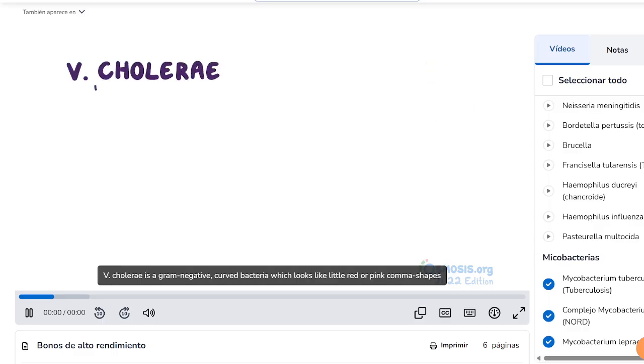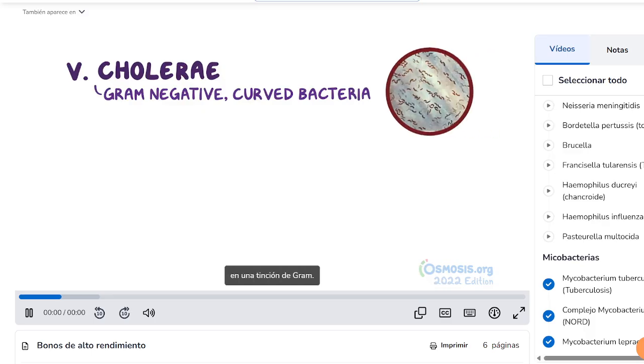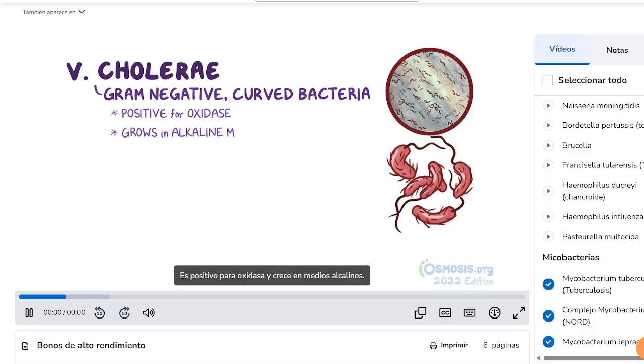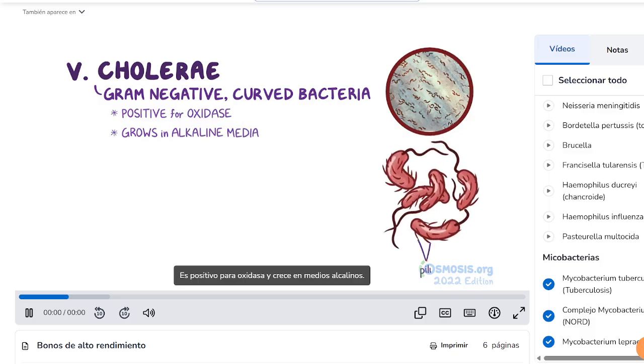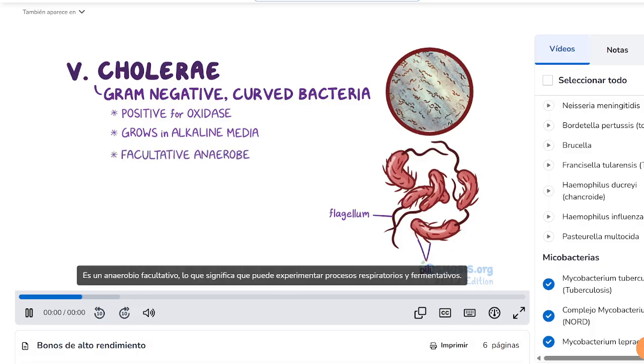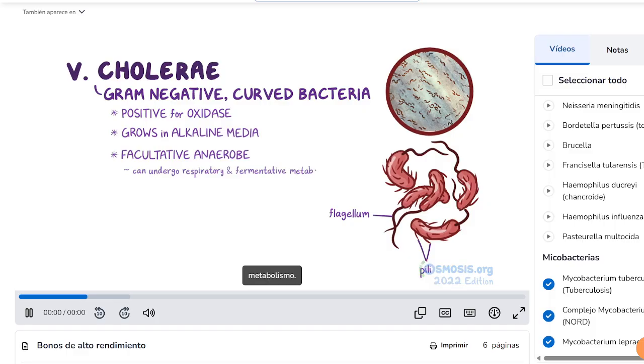V. cholerae is a gram-negative curved bacteria which looks like little red or pink comma shapes on a gram stain. It's positive for oxidase and grows in alkaline media. It has pili and a single polar flagellum, kind of like a tail at one end, which it uses for movement through the gastrointestinal tract. It's a facultative anaerobe, so that means it can undergo respiratory and fermentative metabolism.